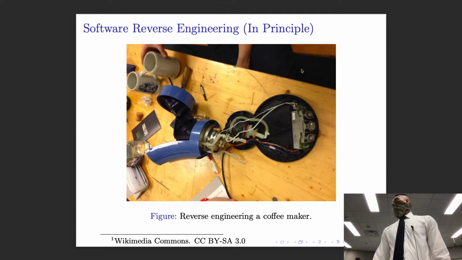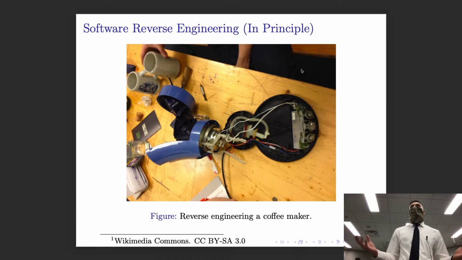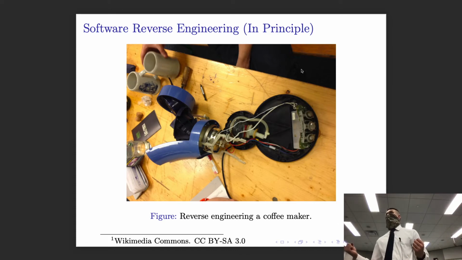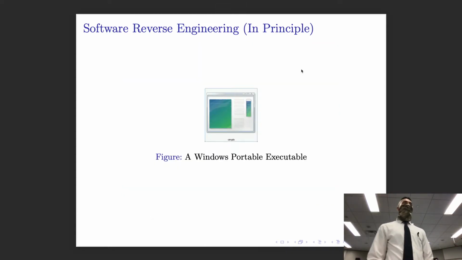But how does software reverse engineering differ from real-world reverse engineering? An obvious difference is that with real-world reverse engineering, you have hammers and screwdrivers and heat guns, and you can just pull the thing apart. But with software, you can't really do that, right? It's not really tangible. So what are you given anyway? At a general level, you're given build artifacts.